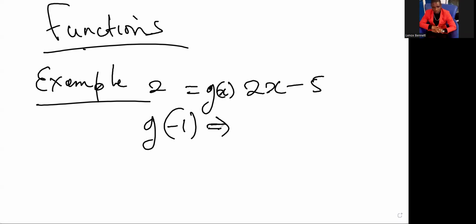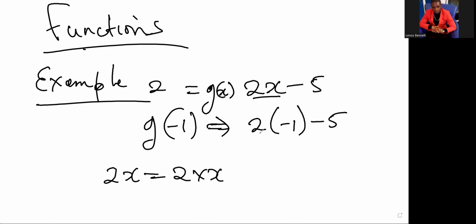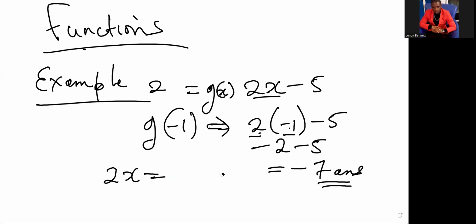All we do is substitute the value. Anywhere we see x, put the value. And then we do the operation. Like 2x means 2 times x. So we're going to say 2 times negative 1, which is minus 2. Remember, positive times a negative is negative. And then we minus 5. So both of them are negative, we add them, and we get negative 7. You guys, when I finish, try g of 2.